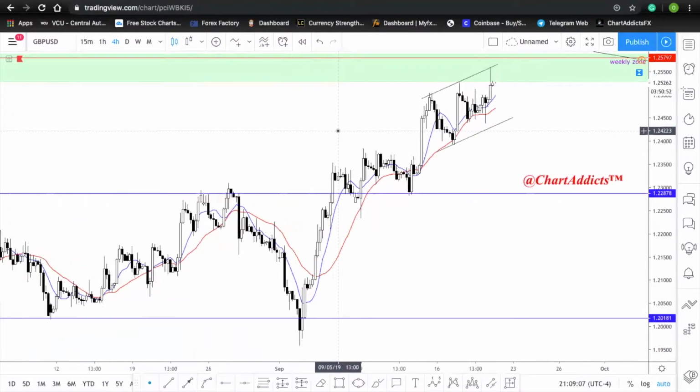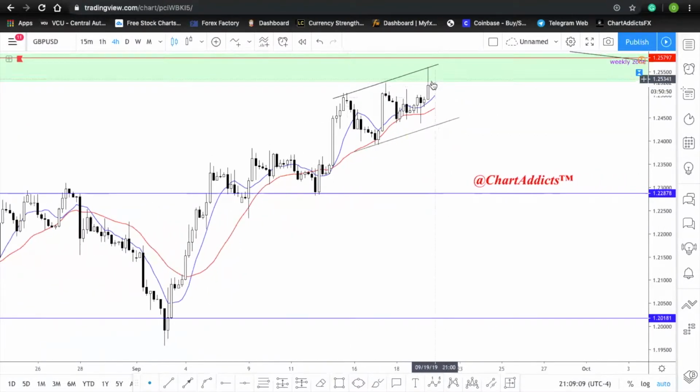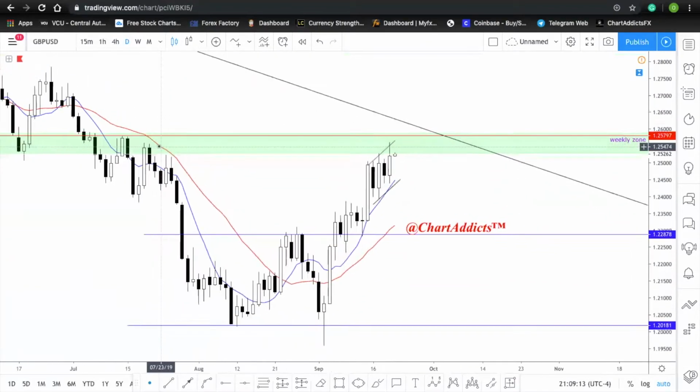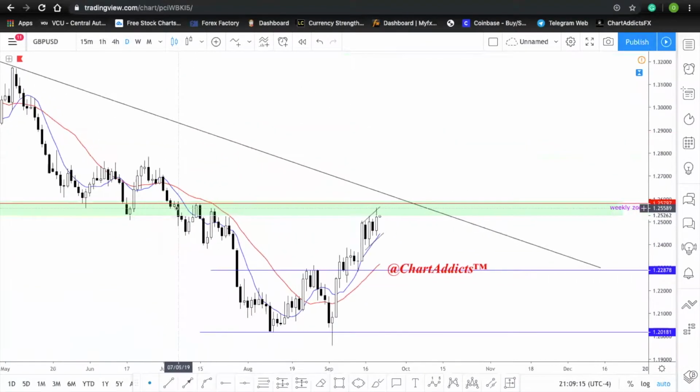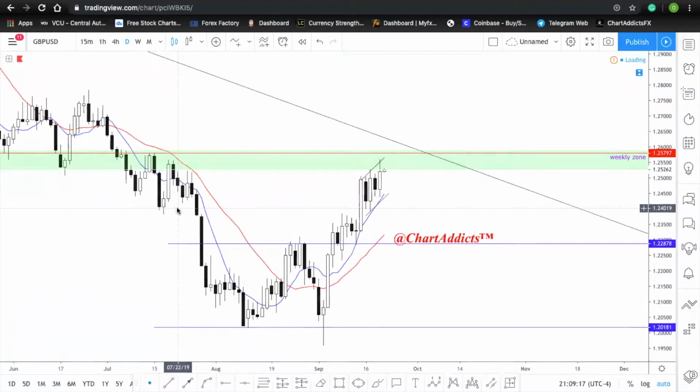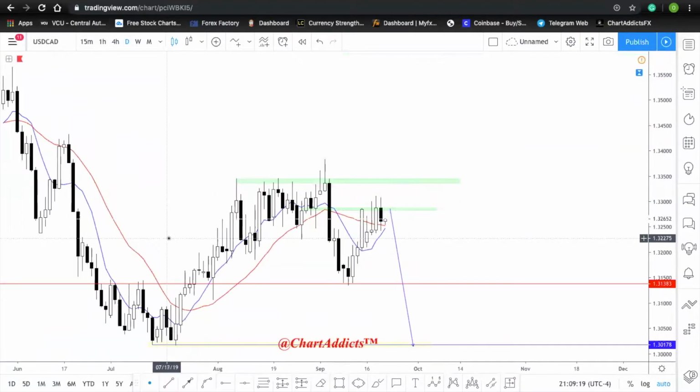So I'd like to see some more candlestick reversals before we execute this trade, preferably the higher time frames. The higher the time frame, the higher the probability it's going to play out in our favor. Okay, so going forward, USD CAD.